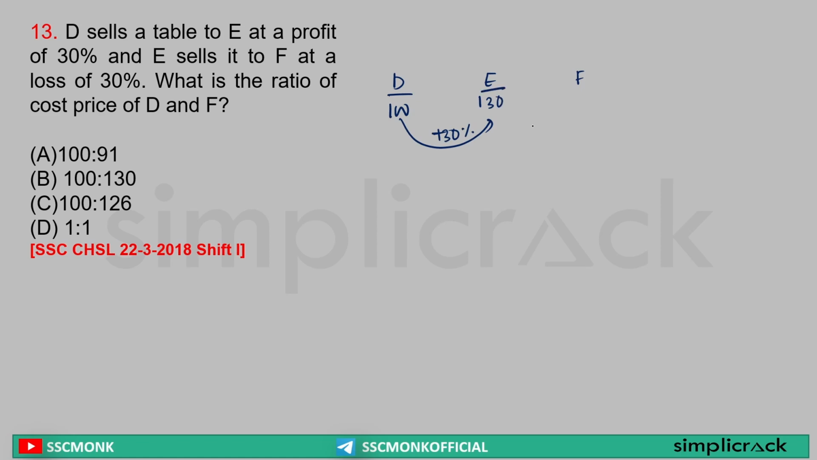Yes or no? Yes. Now E is selling to F at 30% loss. That means this will be 130 into 7 by 10. 0 0 cross out. 13 into 7 is equal to 91. Sir, what is the ratio of cost price of D and F? Sir, D 100, F 91. So answer is 100 by 91.